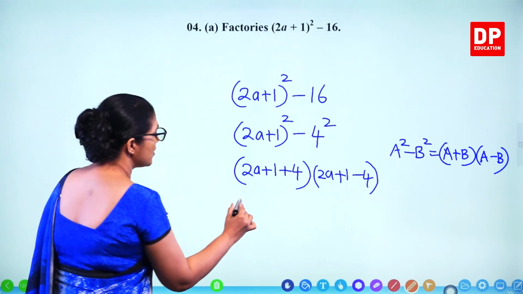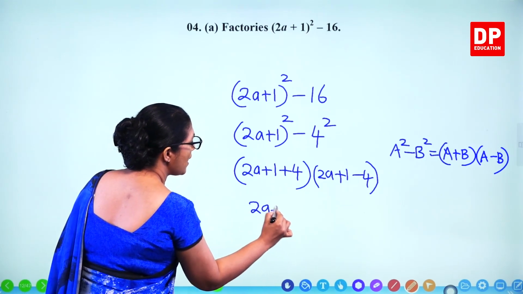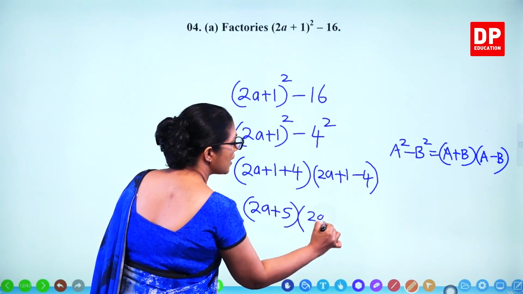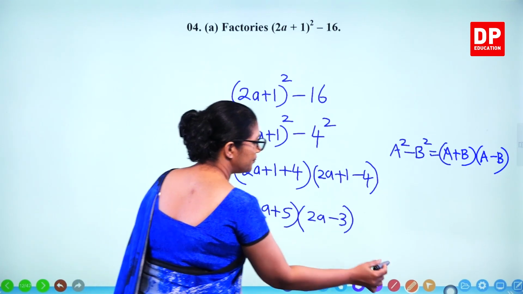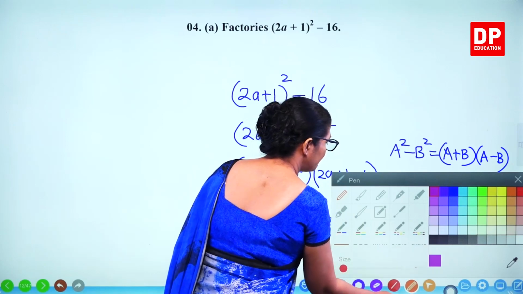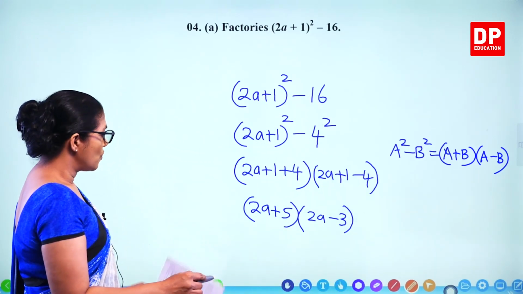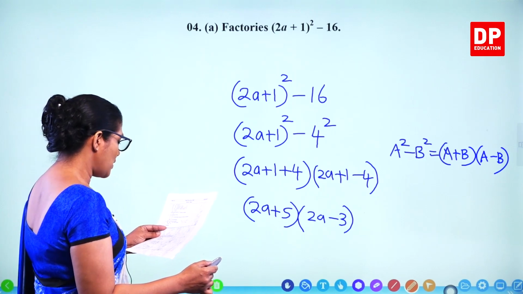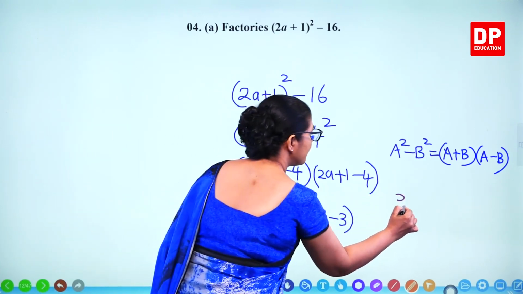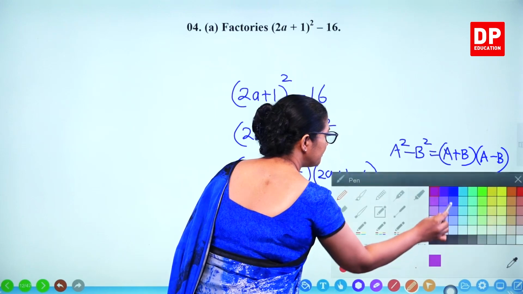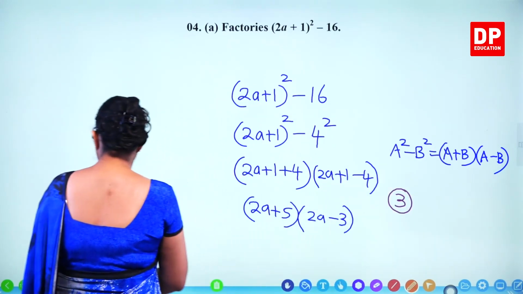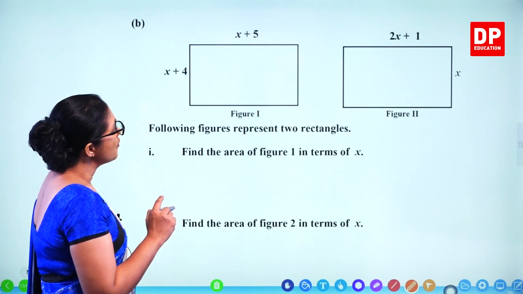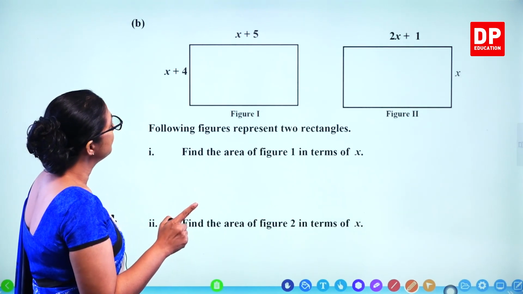Those are the two factors. So you can simplify: 2a plus 5, 2a minus 3. So how many marks? 2a minus 3, 2a plus 5, 3 marks for that. Part B: the following figure represents two rectangles.